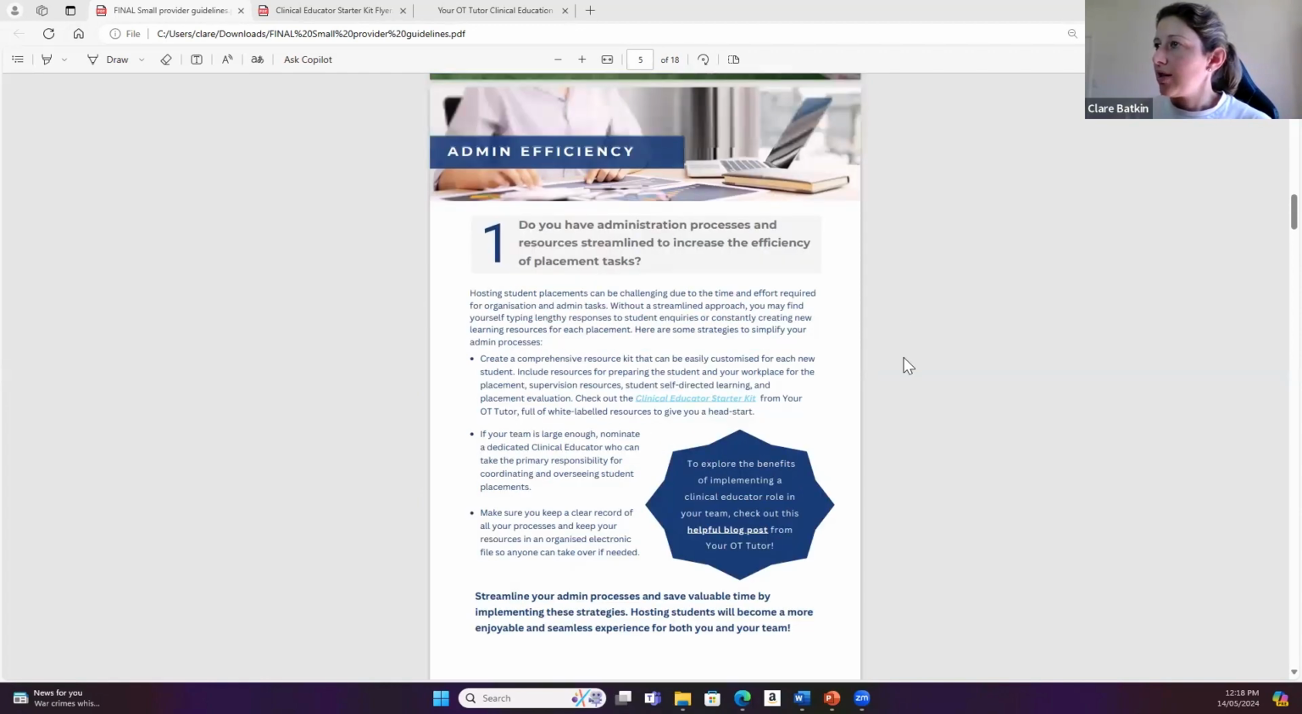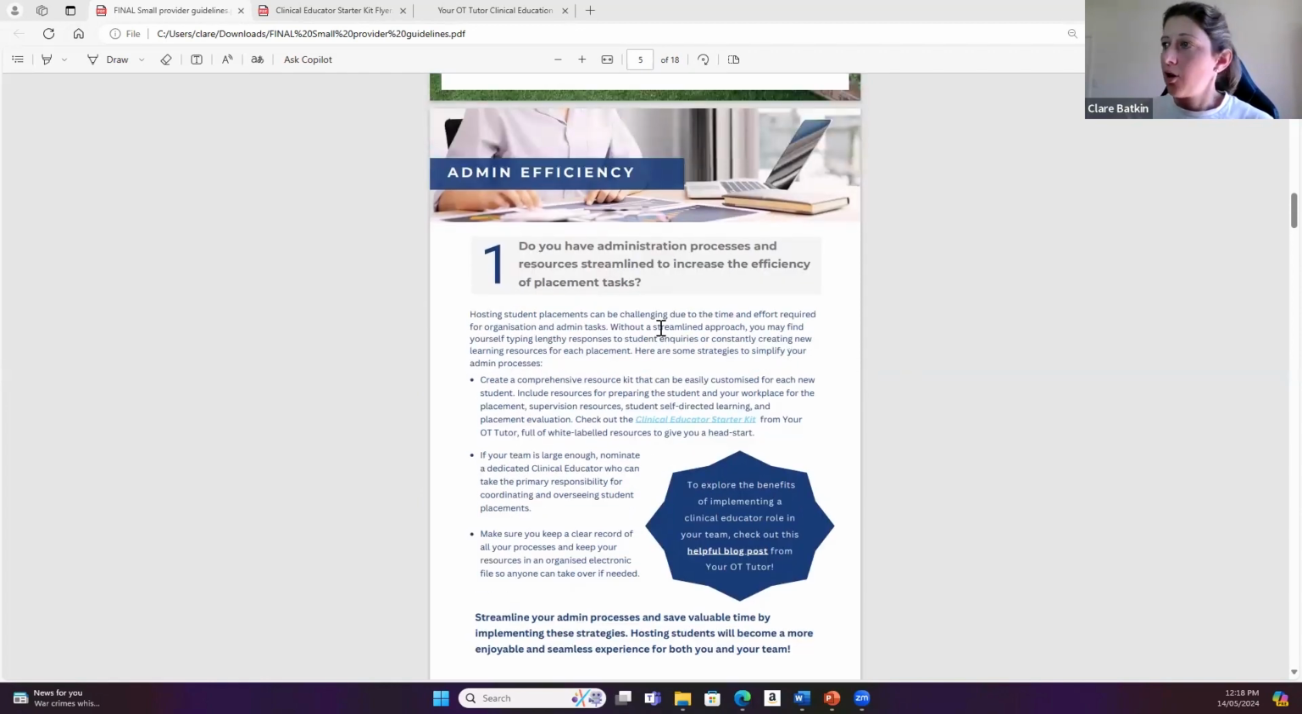So the first question is all about admin efficiency. Do you have administration processes and resources streamlined to increase the efficiency of placement tasks? One of the big daunting things for supervisors or potential supervisors, or the reason why you may not offer a placement in the first place, is you hear that they're very time consuming. There's so much paperwork to do, all these forms and things like that. How am I going to get through all that? So here are a few tips.